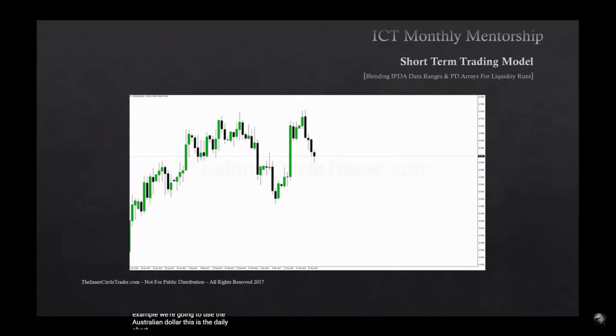Use the Australian dollar daily chart. The first thing you want to do is break your market up in reference to time. So now we have the look-back of 20 trading days, 40 trading days, and 60 trading days.